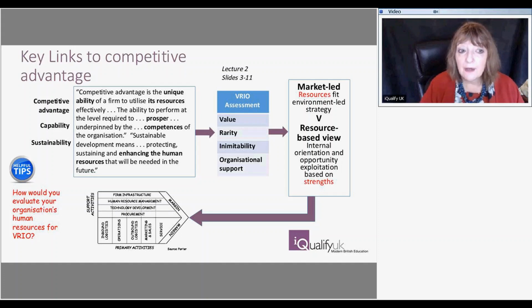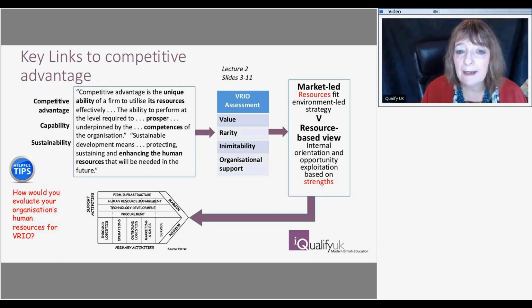Now, what did we look at? Well, we knew from the information that's already been provided what competitive advantage means to an organisation. The capability, what do we mean by capability within the organisation? And what do we mean by sustainability? Because the whole point about sustainability means protecting, sustaining and enhancing the human resources. So these slides, which were in lecture 2 and covered slides 3 to 11, are captured in this particular slide here.